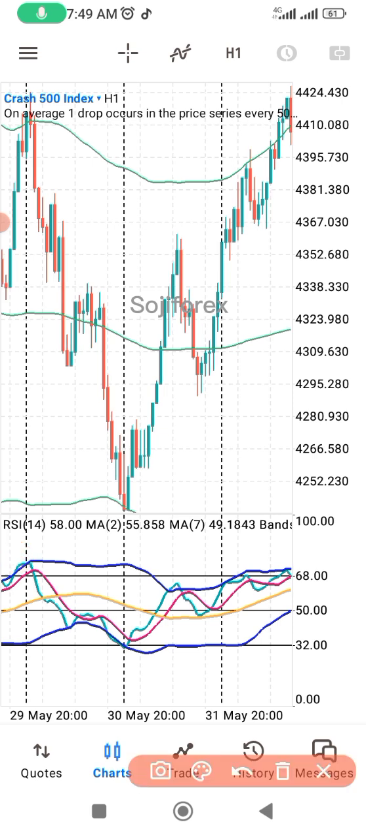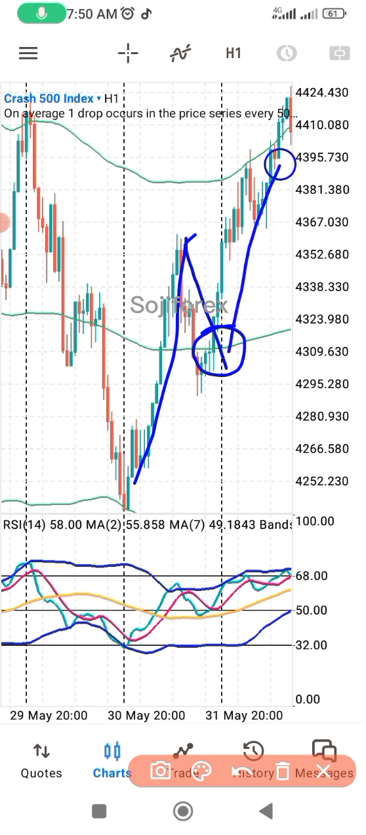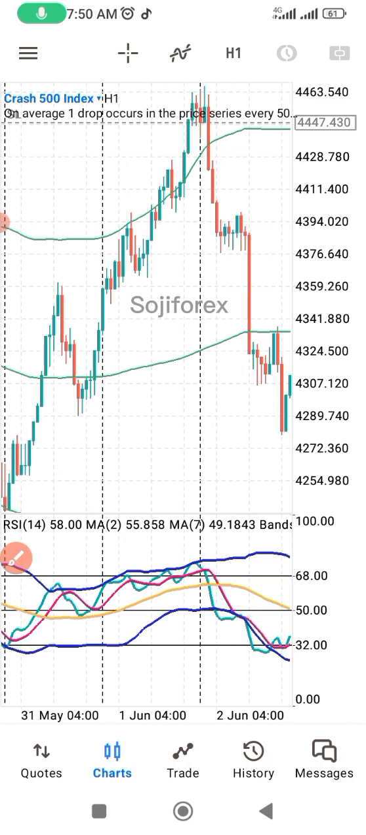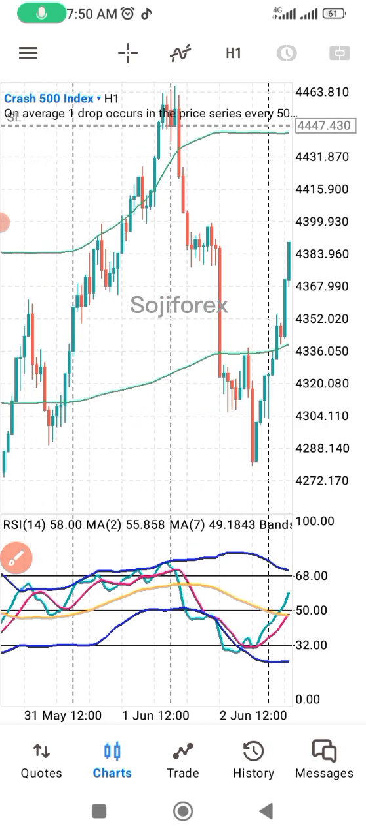And after that, look at what happened. Price went, retested this to confirm to us that this is an uptrend. And that is why I said once price is at this place, we are now in an uptrend. So anything from here now, I am looking for opportunity to buy.